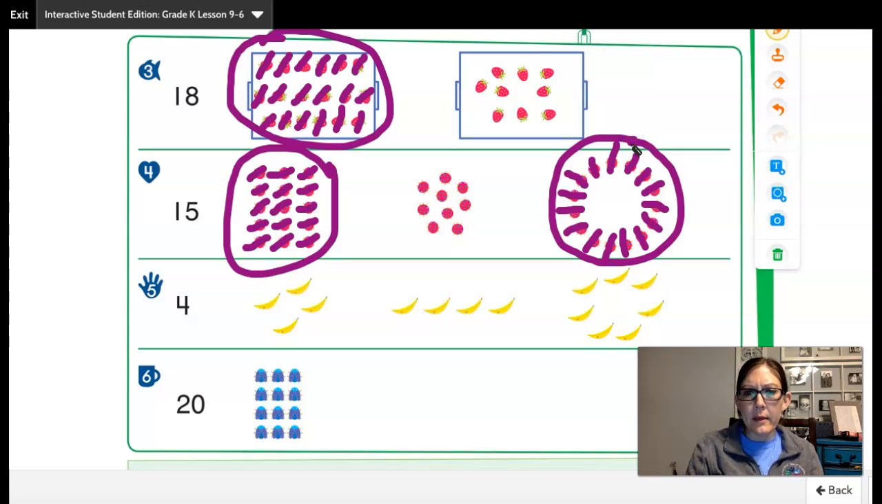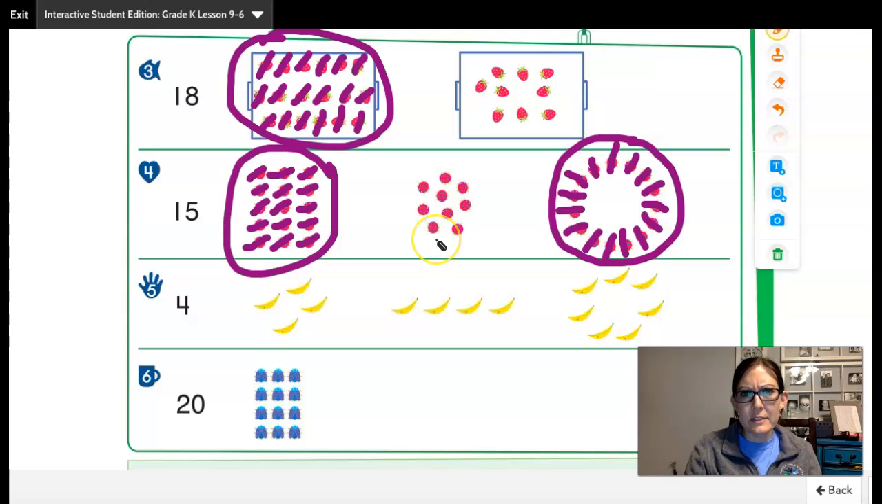But wait a minute, that group looked very different from this group. In this group, all of the ladybugs were all lined up. And in this group, all the ladybugs are in a circle. Do they both still have 15? Yes. Remember, the order of objects doesn't matter or how they're arranged. The amount is still the same.